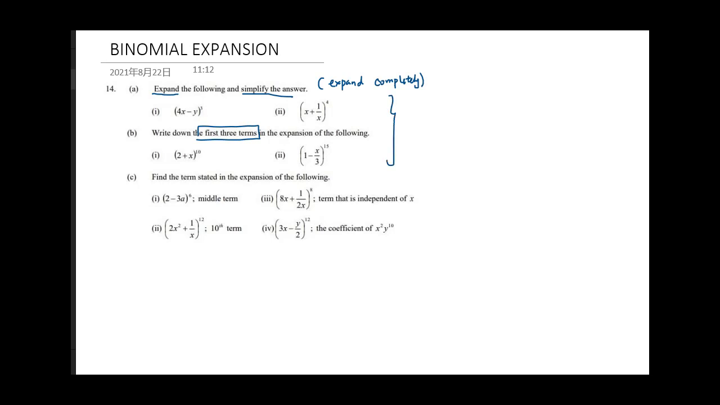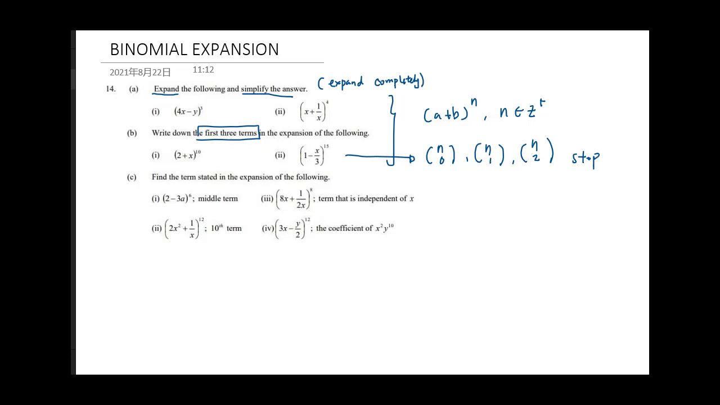14A mentions expand the following, so it means we have to expand completely. Bear in mind how the question looks like: expand completely. It means until the last term. But for question B, it mentions the first three terms only, so be careful with it. No matter what, these two still use (a plus b) power n, where n is a positive integer. So for question B, we only need to expand using the binomial theorem, nC0, nC1 until nC2 only, then we stop, because it is the first three terms.